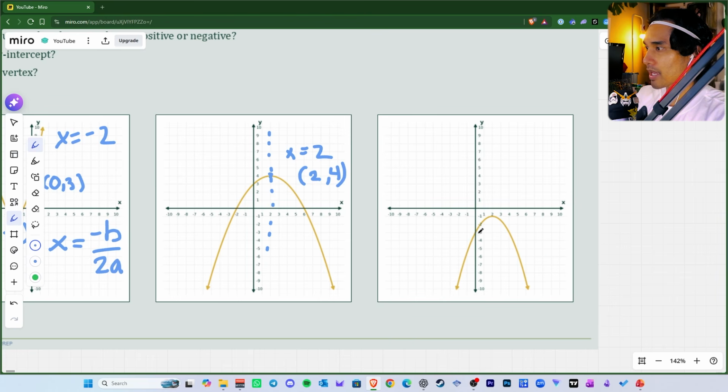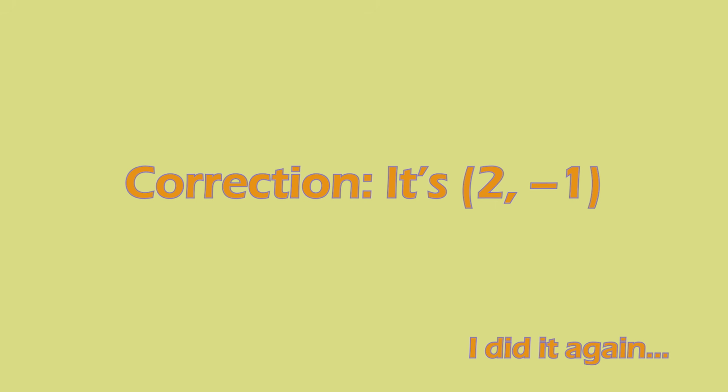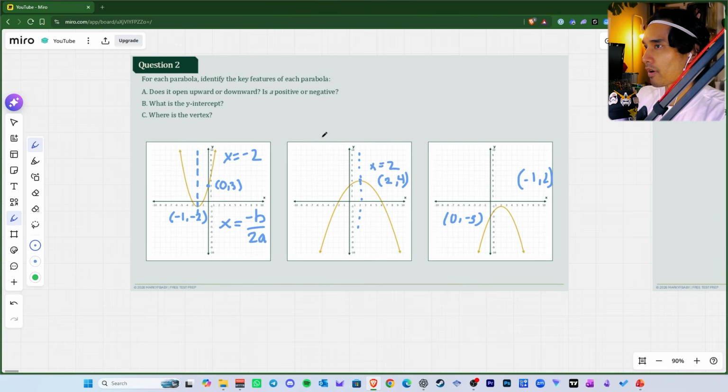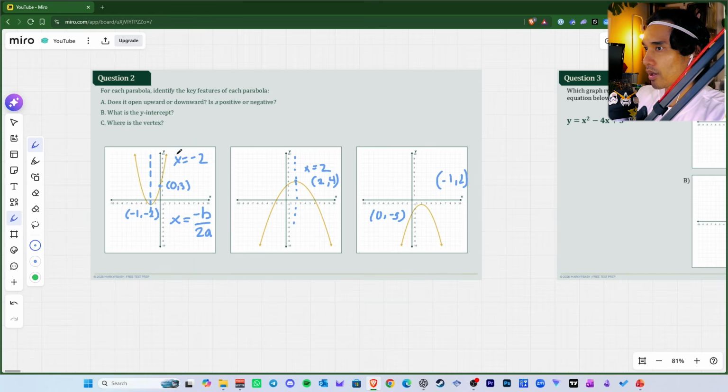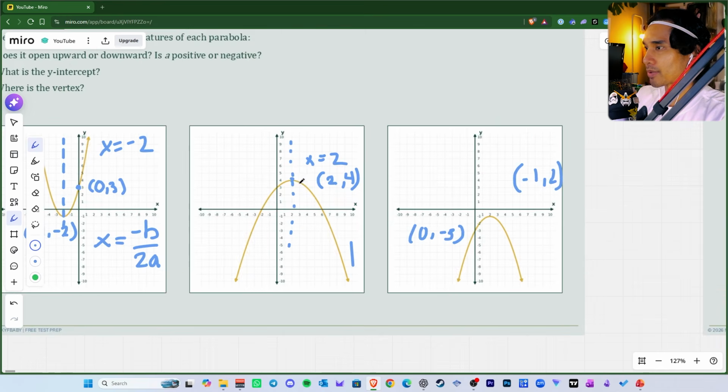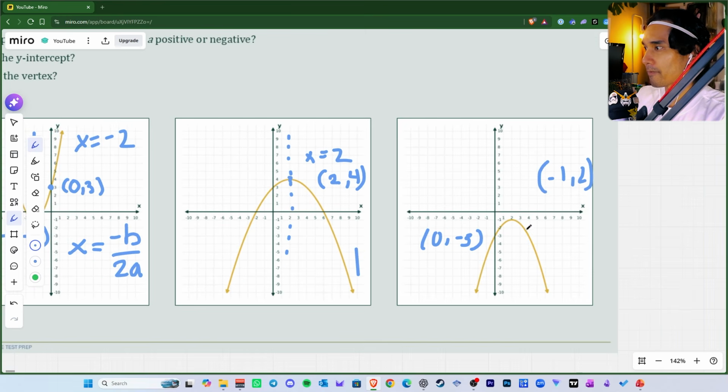Again, we have a downward facing parabola, making A negative. We see the y-intercept at 0, negative 3. And then I do see that the vertex is over here, and it's at negative 1, 2. For question 2, I didn't want to have these ordered pairs. I just want you to know that this is opening upwards, A is positive. A is negative. The y-intercepts are here. This is where to look. And then also your vertex is right here, and that's where to look.